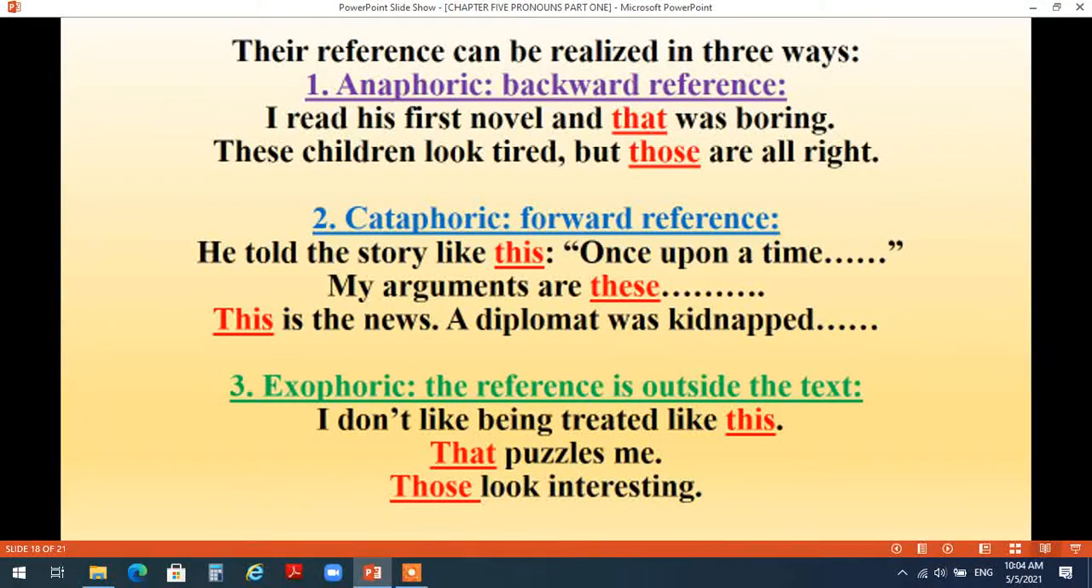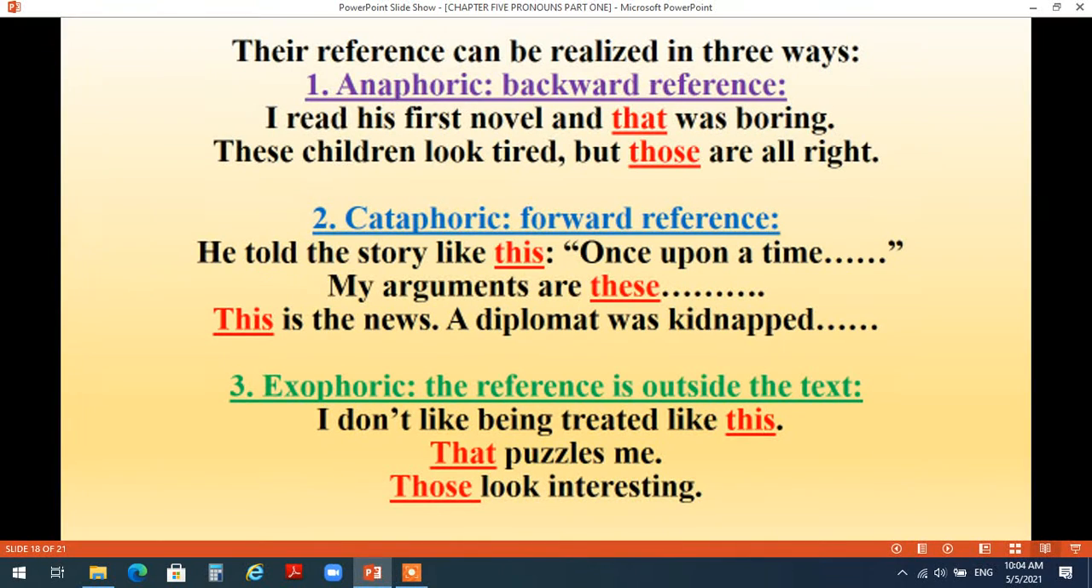For example, I read his first novel and that was boring. Here we have used the demonstrative pronoun that which has an anaphoric reference because it refers back to something which has been mentioned before. It refers back to his first novel. فإذا بالبداية نذكر الاسم ثم نذكر الضمير الذي يشير إلى ذلك الاسم الذي ذكر سابقا.